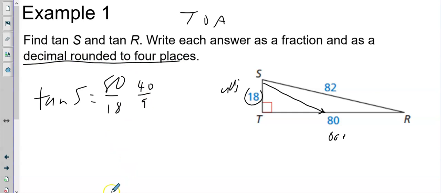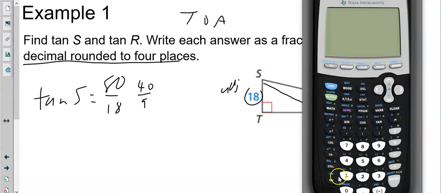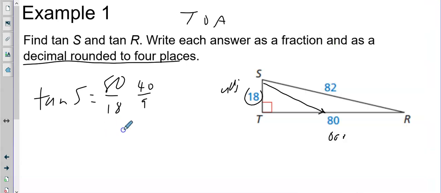So I'm going to do just simply 40 divided by 9 or 80 divided by 18. We really don't have to reduce if we're turning it into a decimal. So 40 divided by 9. And there we go. It's 4.4 repeating. So it says rounded to 4 decimal places. So that's going to be 4.4444.